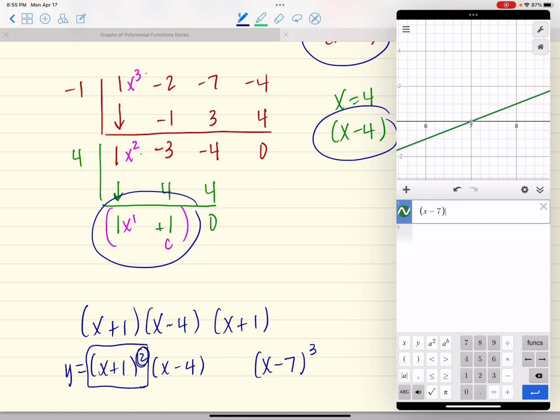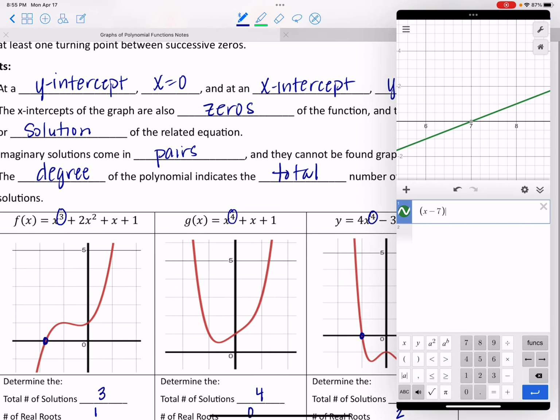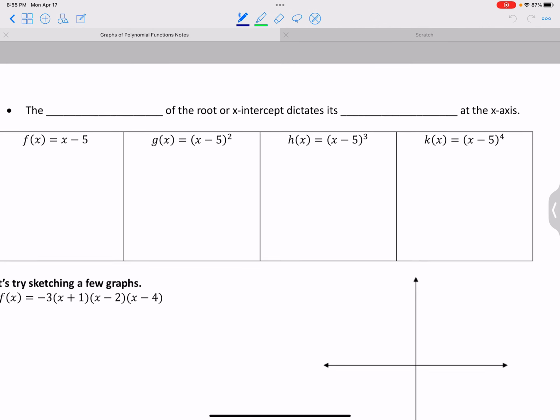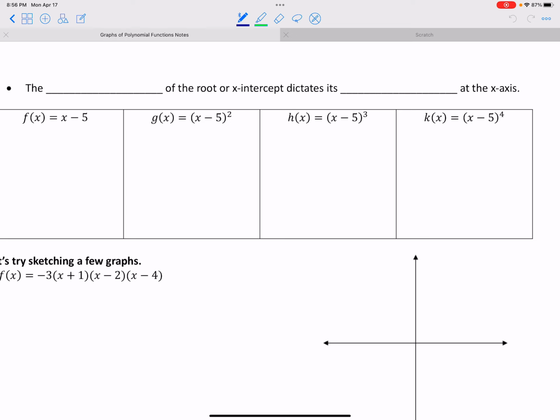Okay, so let's go back here. Again, the multiplicity of the root, or the x-intercept, dictates the behavior.